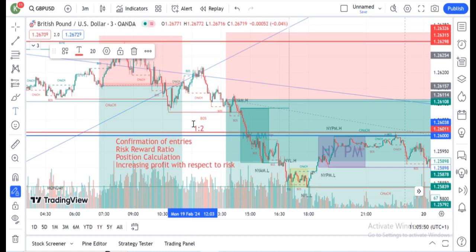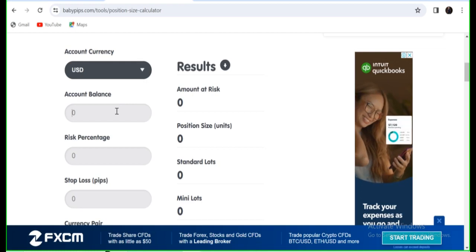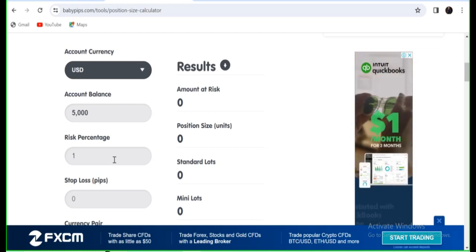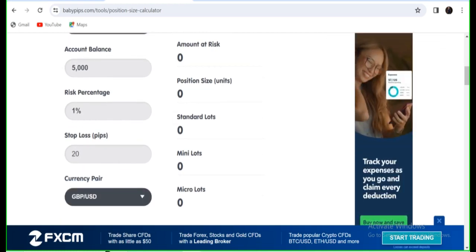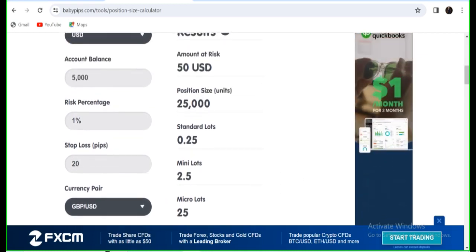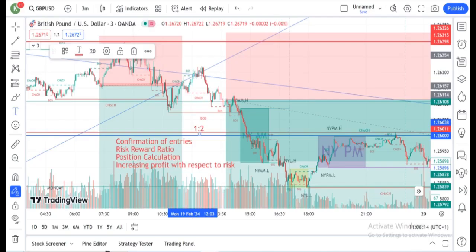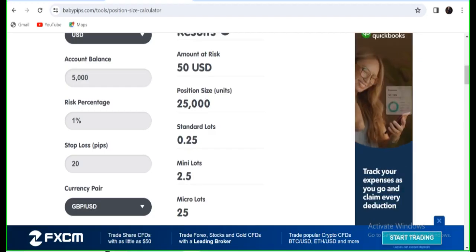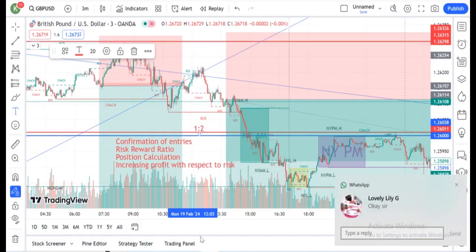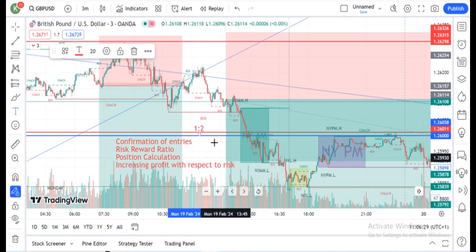Now once your risk reward ratio is correct, then you're going to be looking at position calculation. So how much is the money and what is going in? Let's assume you are doing $5,000, and what I always advise my students to risk is 1%. If you're risking 1% for 20 pips, that means you're going to be losing just $50 on this particular entry. Find out the standard lot which you're supposed to go in with, and the standard lot is just 0.25. I always tell you not to go in exactly the same standard lot as calculated. I always tell you to split your standard lot at least into 3.